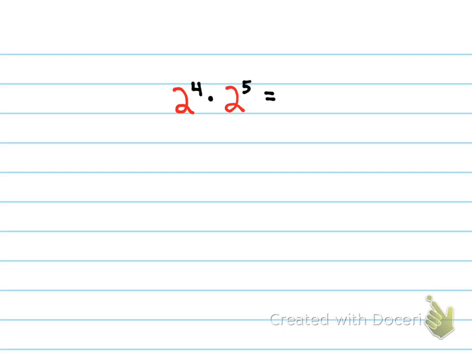And those rules were, if we have the same base and we're multiplying two numbers together, that I can add the exponents and keep the base. Base is 2, 4 plus 5 is 9. And remember, I can do the exact same thing with variable bases. So long as the bases are the same, I can keep the base and add the exponents together.